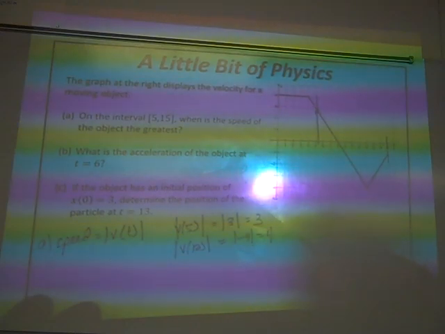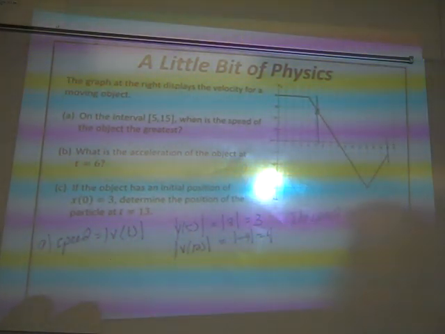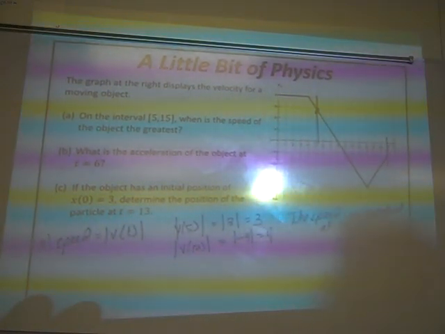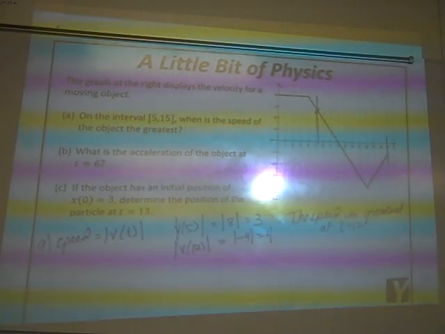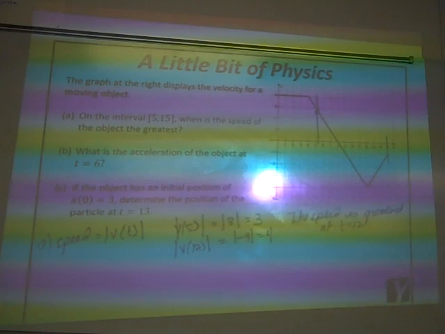So my answer would be the speed is greatest at t equals 12. There are no units. Don't make them up. Just leave it. The speed is greatest at t equals 12.